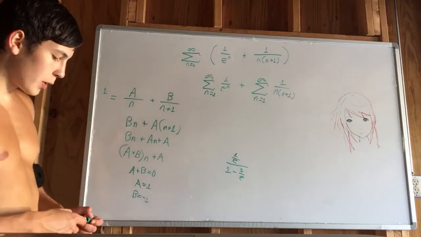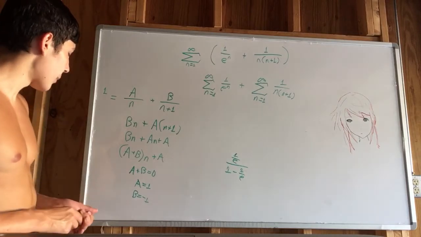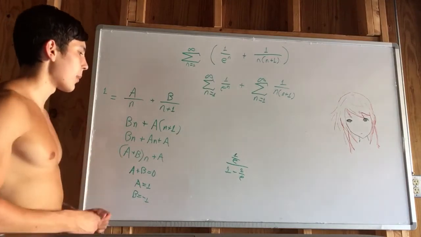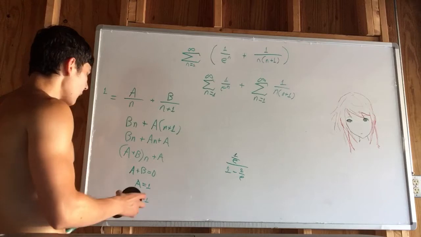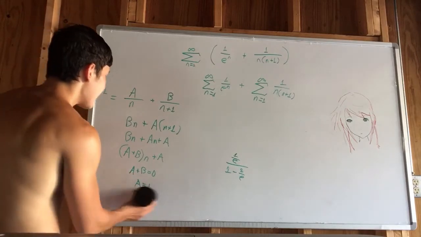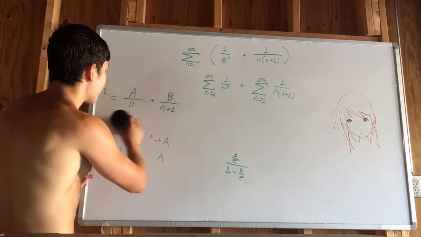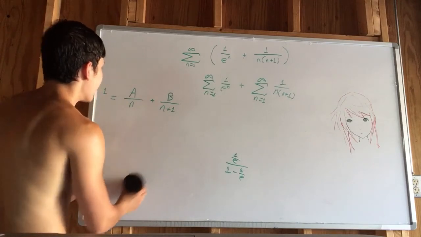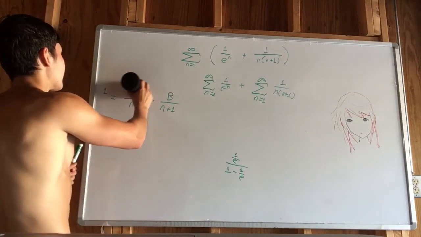Okay, so that's how we do the partial fraction decomposition. Now we just plug in those numbers back up there. We got a equals 1, b equals negative 1.